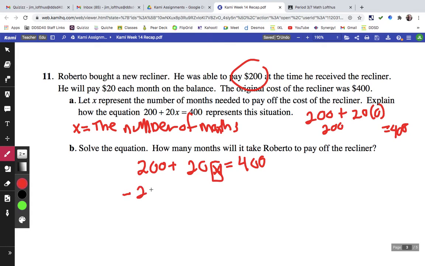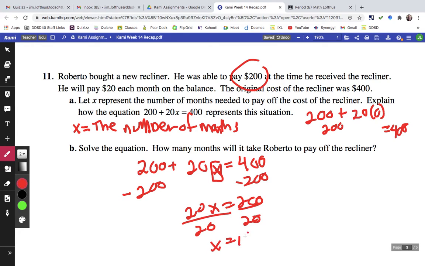So we're going to subtract 200 from both sides. So 20 times X is equal to 200. Divide by 20. So it's going to take 10 months. So in 10 months, it'll be paid off.